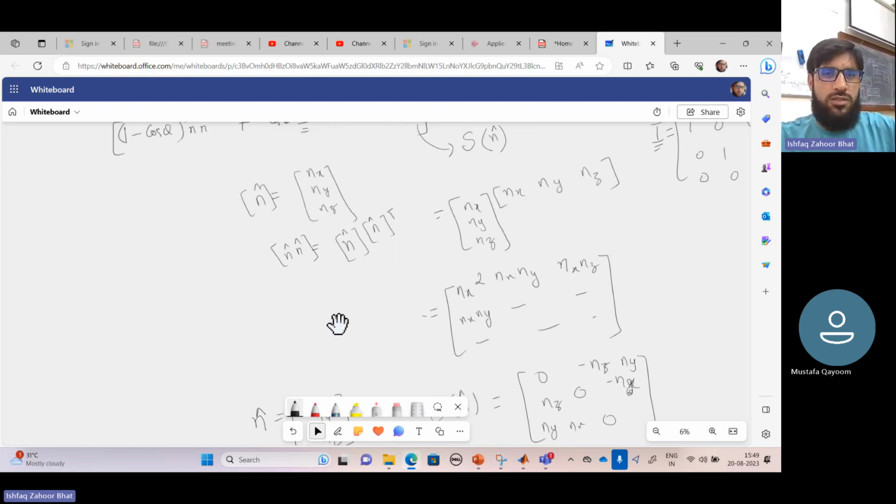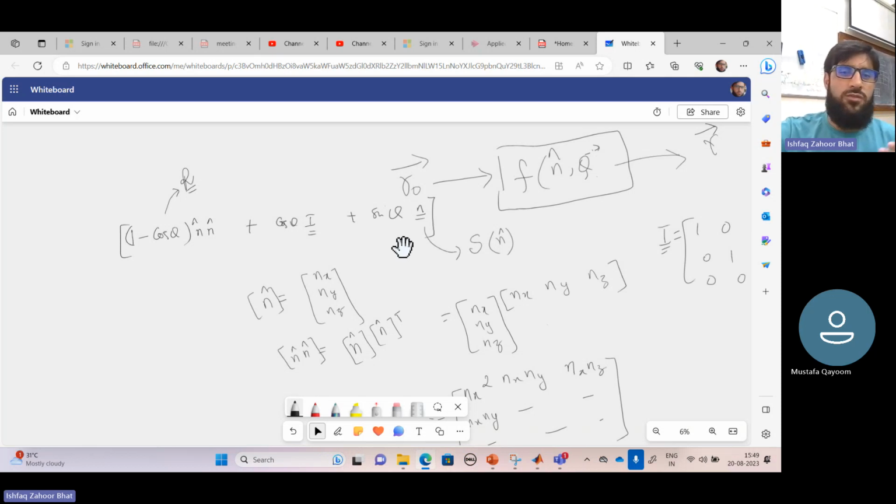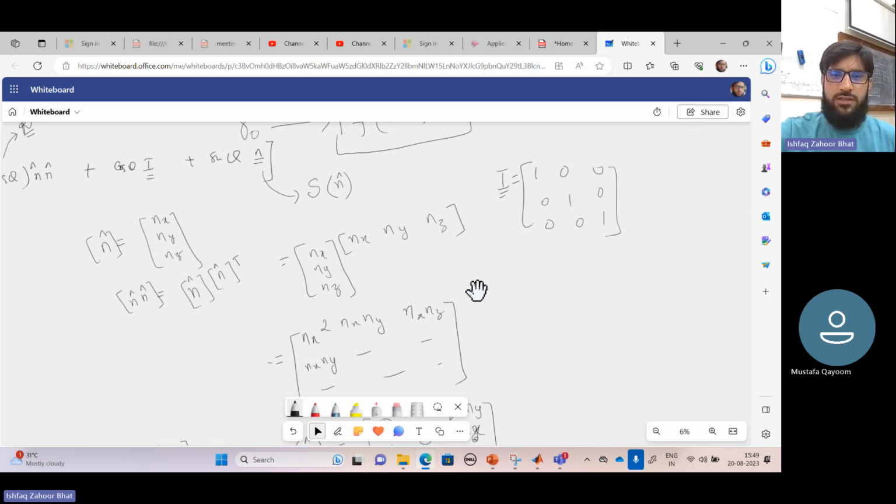So if you substitute all these things here, and obviously theta is a scalar, then instead of this tensor, you will get a 3x3 matrix if we are dealing with rotation in 3D. From here, you will get 3x3. You can see it here.